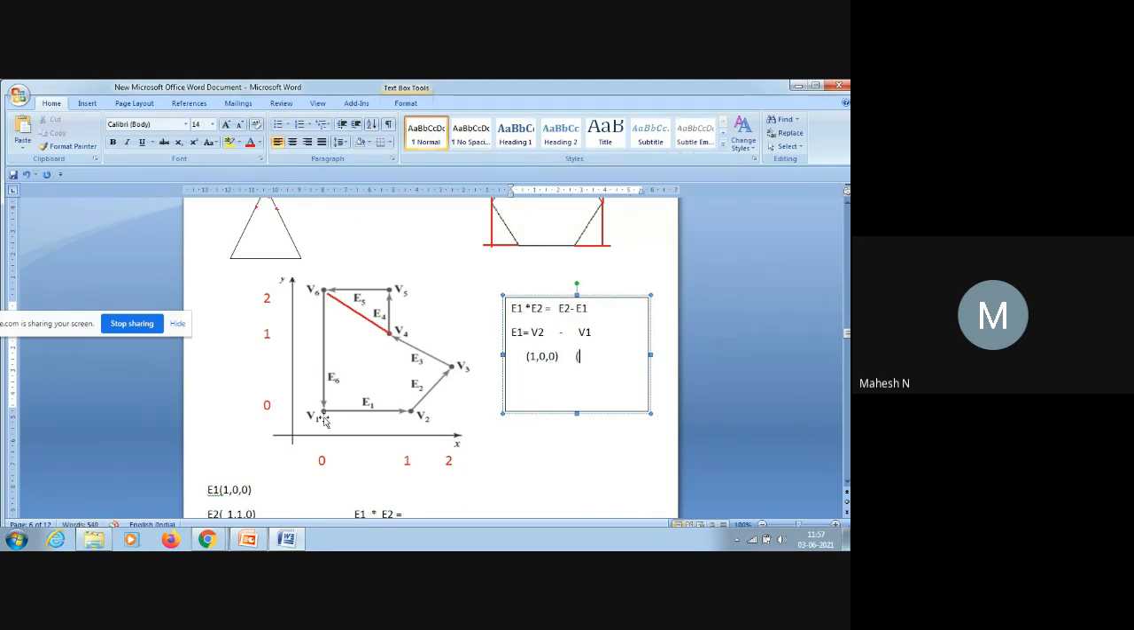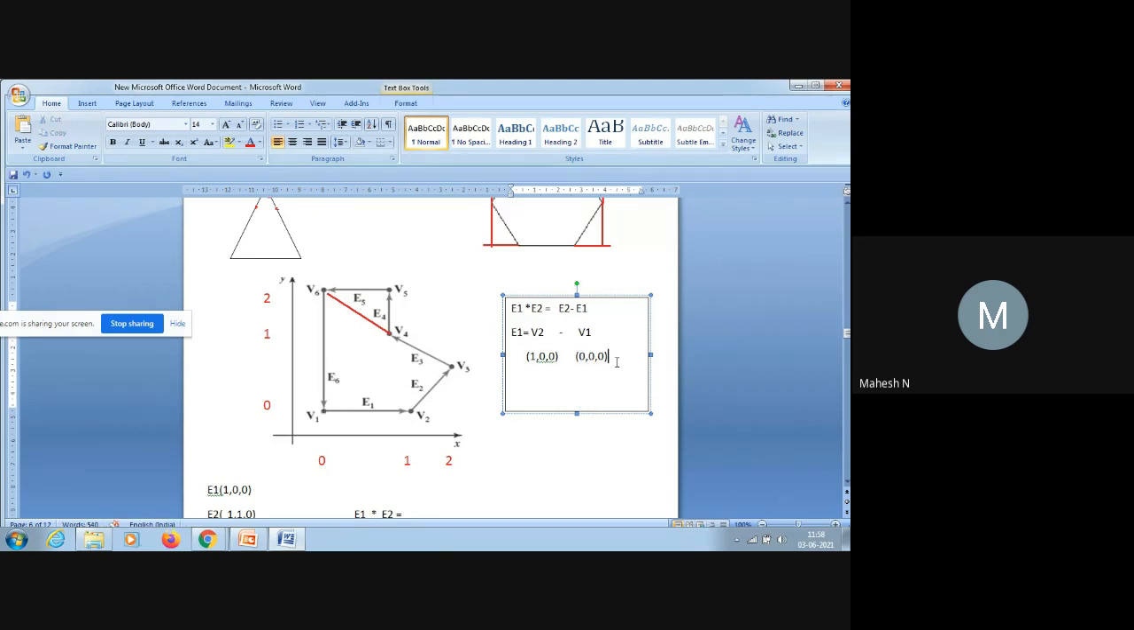V1 means this. That means x is 0, y is 0, that means 0, comma 0, comma 0. So V2 minus V1 is this way. My V2 is 1, 0, 0, and my V1 is 0, comma 0, comma 0. X and Y both are 0, and I will take z as 0 only.